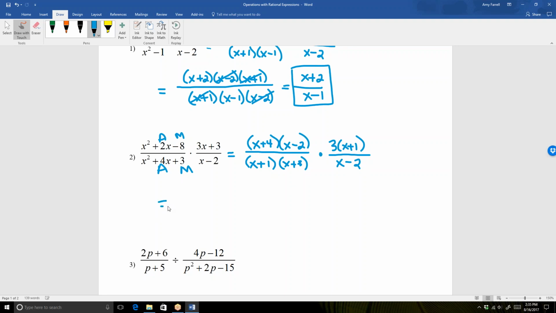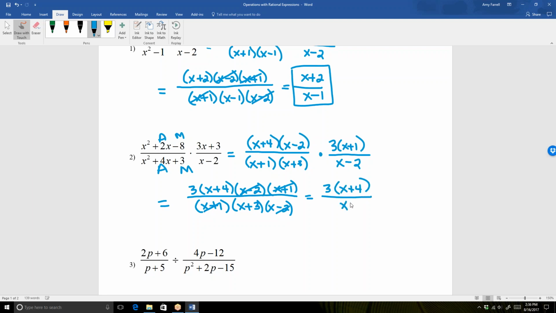Okay, now I'm going to multiply numerators and multiply denominators. I'm going to go ahead and put the 3 in front, although the order is not important. I just kind of like to see that number in front there. And then multiply my denominators. And then the last thing I'm going to do is look for common factors in the numerator and denominator. I have a common factor of x minus 2. I also have a common factor of x plus 1. So the answer would be 3 times the quantity x plus 4 all over x plus 3.